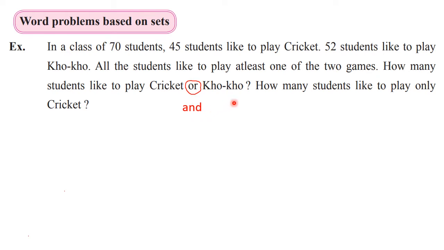Okay. And the second question asked is, how many students like to play only cricket? That means, see, 45 students are playing cricket and 52 students are playing kho. That means here some students are playing both the games. But we have to find out the students who play only cricket, those who are not playing kho at all. Okay, so now how to solve it? Let us try to understand.